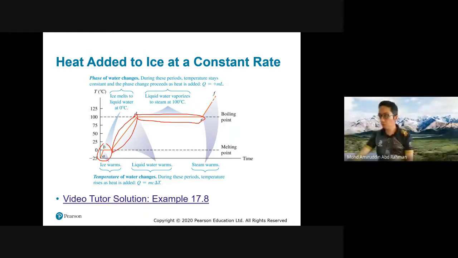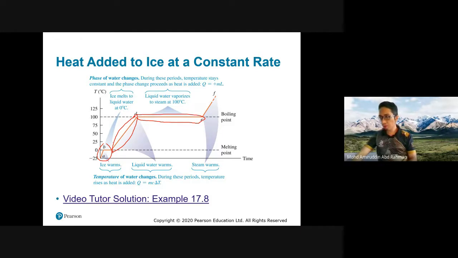Okay, so here you can see that there is a small horizontal temperature plateau over here. So from, let's say, D to E, this is where the action of the phase changes happens.